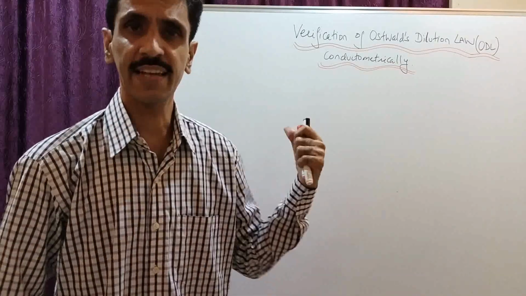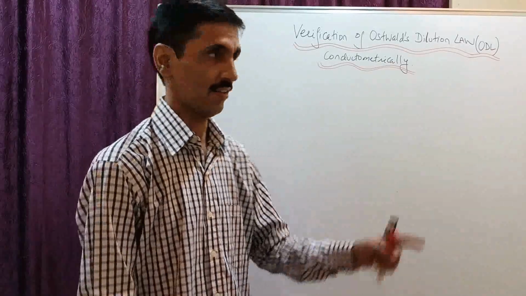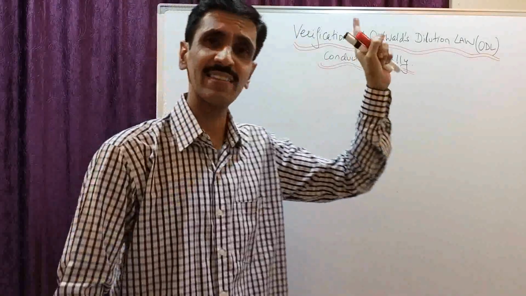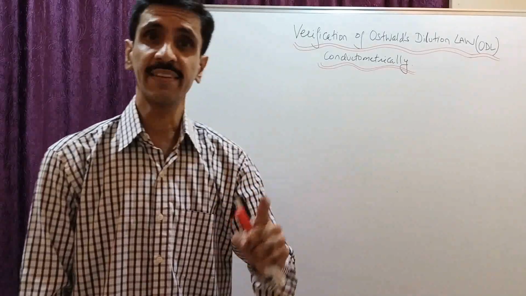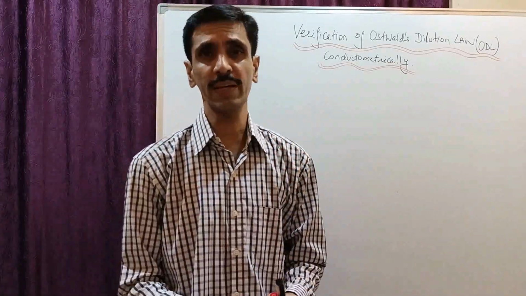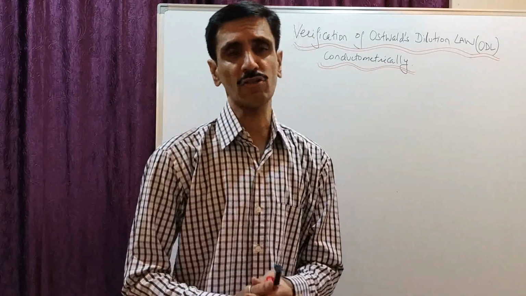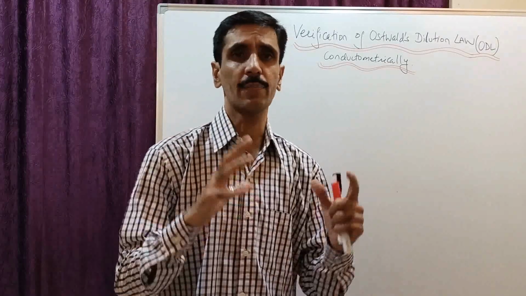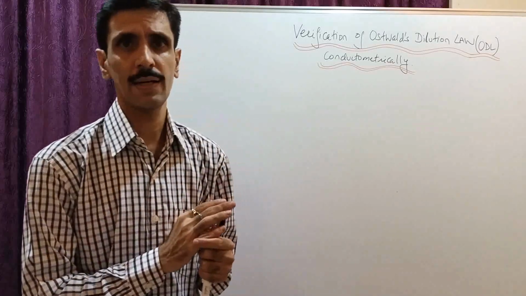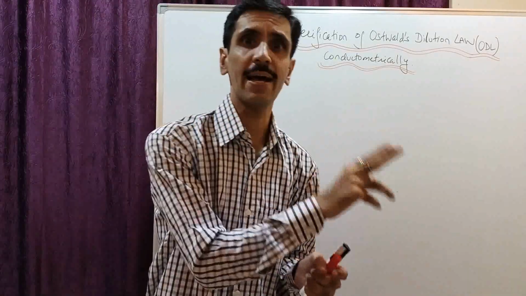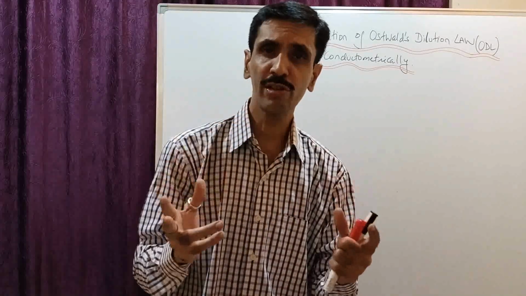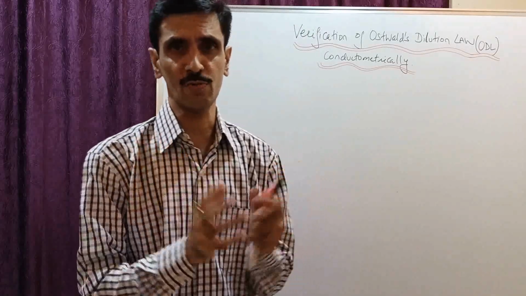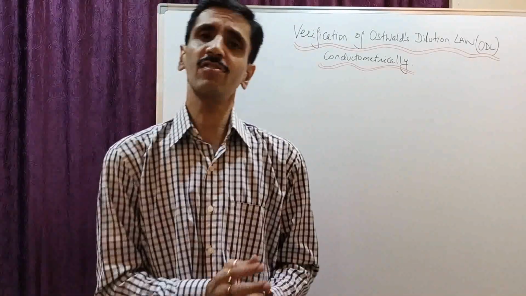And you can see the aim of the experiment. It is verification of Ostwald's Dilution Law, and this is by making use of an instrument, and that instrument is conductometer. So first I'll explain the theory and the procedure behind this experiment, and then I'll take you to the lab where I will demonstrate this particular experiment. Alright, so here we start.